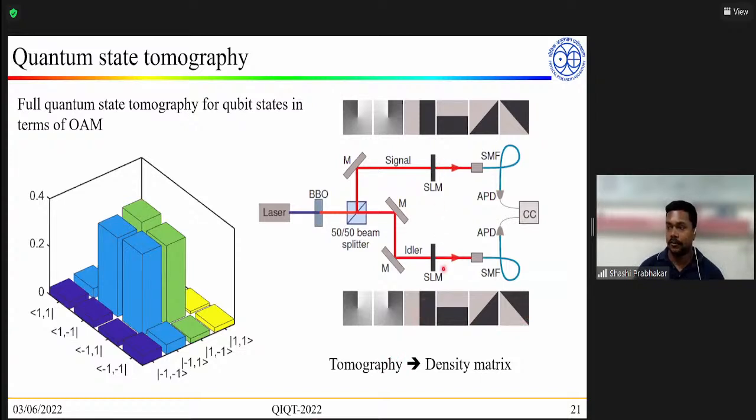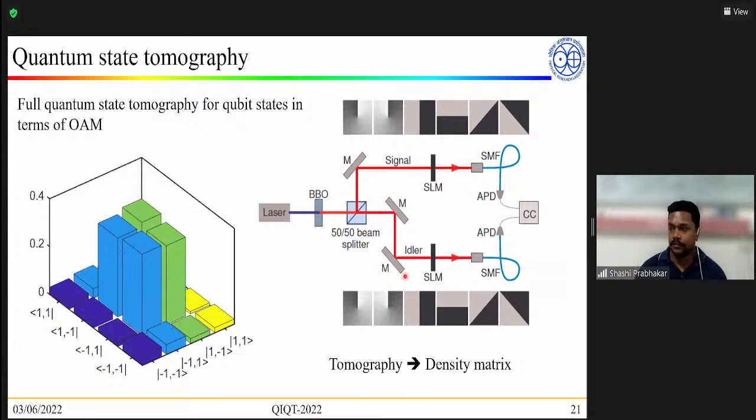So when we are not introducing any turbulence on any of the SLM, what we get is the pure state. The value we get is, like you can see, if one of them is -1, the other is +1, I get a peak. So all the center 4 points are giving us the peak and all others are giving us 0. So this would be the ideal density matrix one can observe if there is no turbulence.